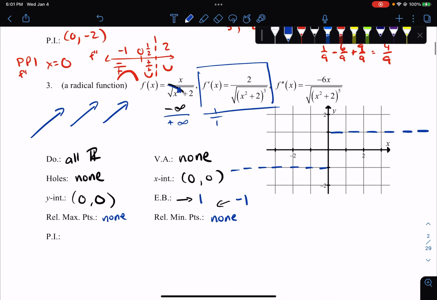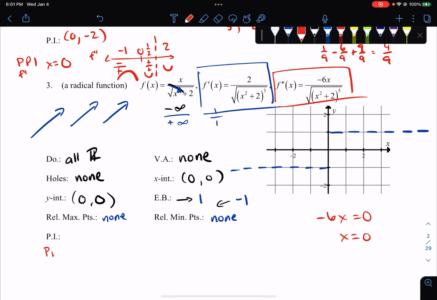Now the point of inflection, we better double check, because this may not work out the same way as the relative max and min. The bottom is still never going to become 0. So all I have to worry about is the top, -6x becoming 0. And that actually can happen when x is equal to 0. So I do have a possible point of inflection, x equals 0.